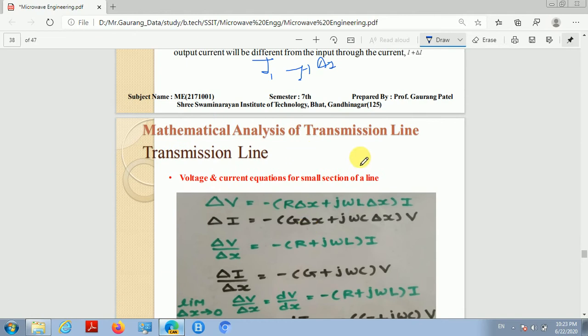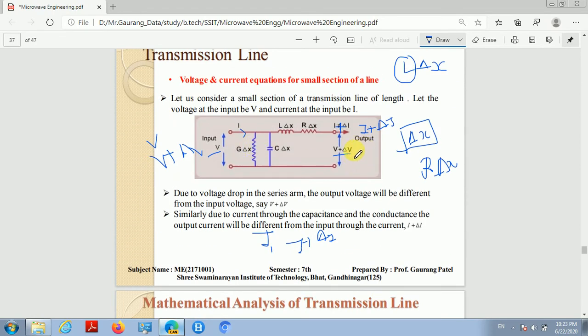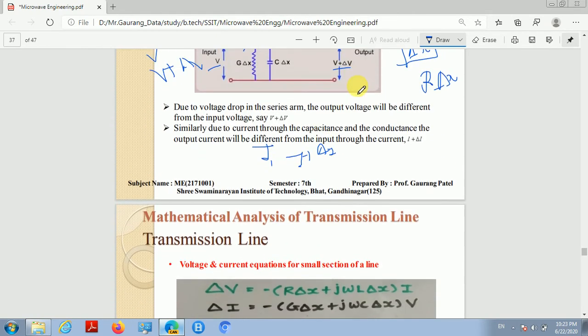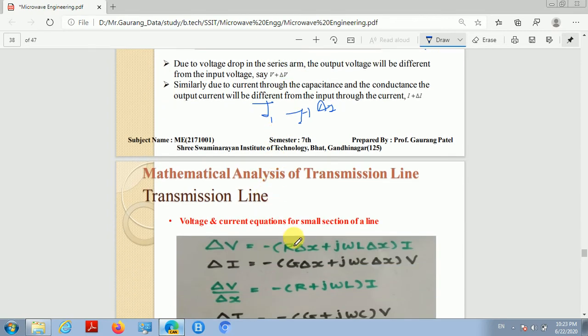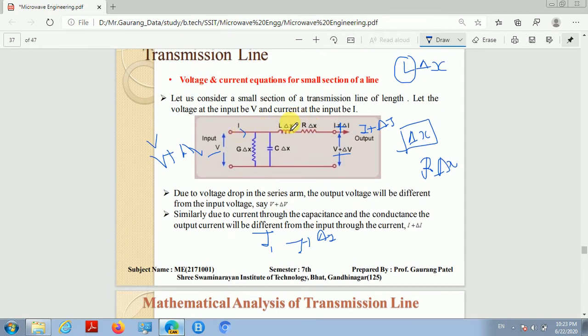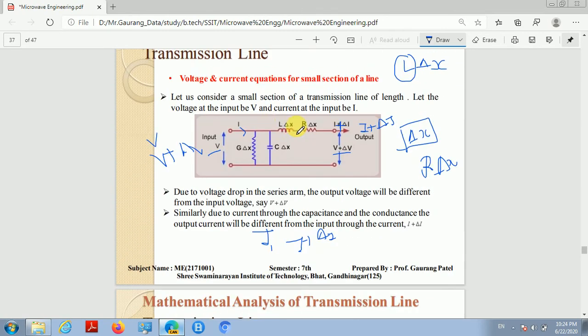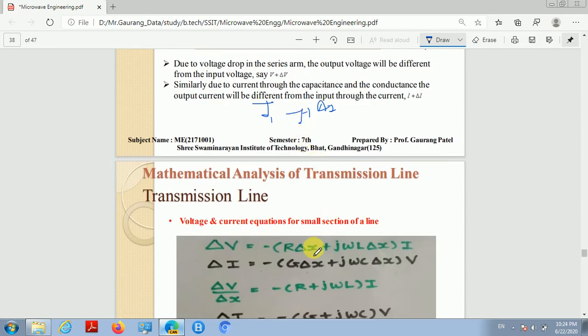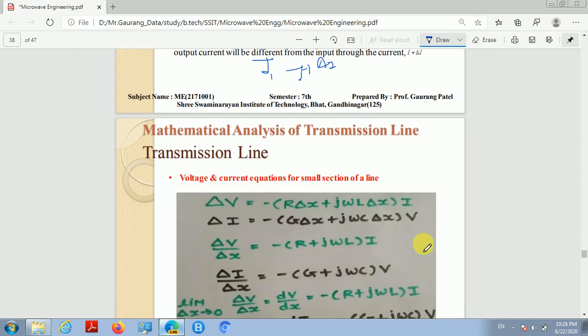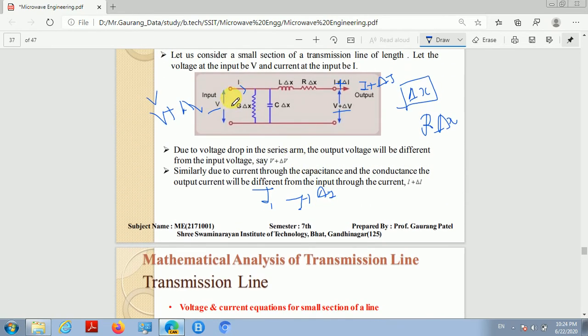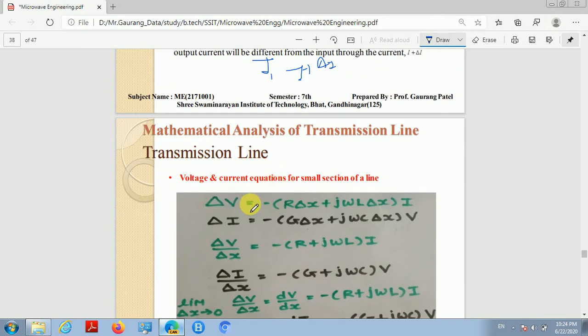If we apply the Kirchhoff voltage law for this section, then the voltage relation will be: the change in the voltage, delta V, is equal to the total impedance of the series arm times the current. What is the total impedance of this series arm? That is R plus j omega L into delta X. So that is minus (R plus j omega L) into delta X into I. This is the voltage drop in the series arm, and similarly the change in current in the parallel branch is minus (G plus j omega C) delta X into V.